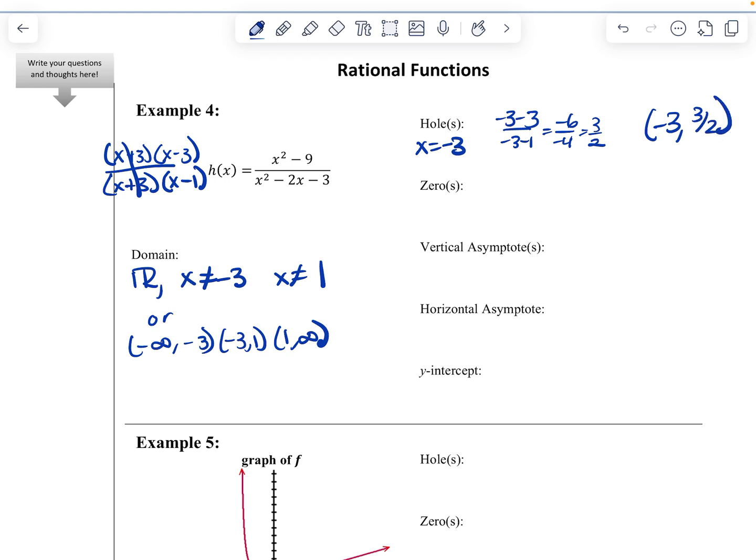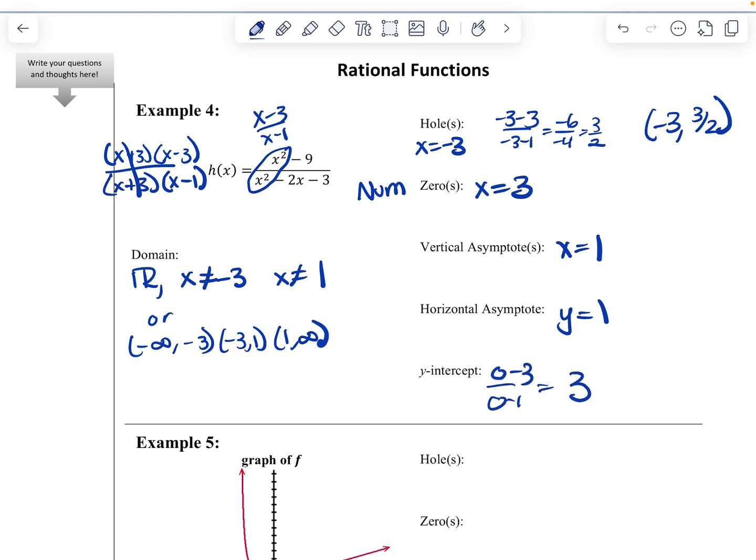A 0. So this is where we look in our numerator. So x minus 3 over x minus 1 is the simplified. So there's a 0 at x equals 3. There's a vertical at x equals 1. Horizontal, so that's where we look at our degrees. They're the same, so it's at y equals 1. And our x-intercept, if we plug in 0, it's at 3.